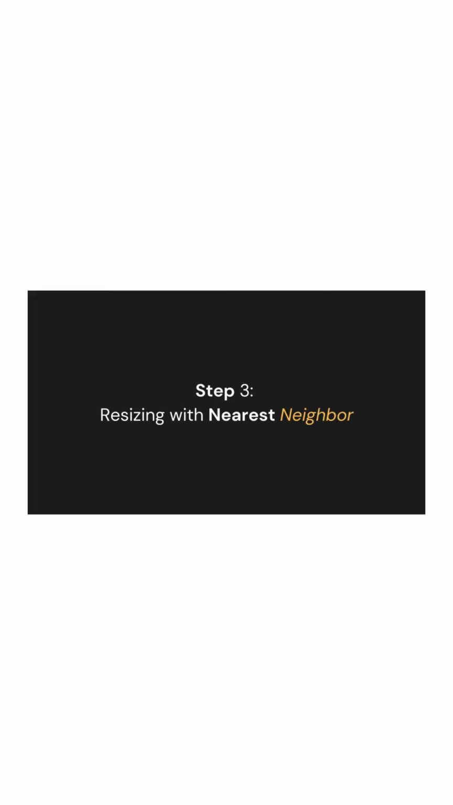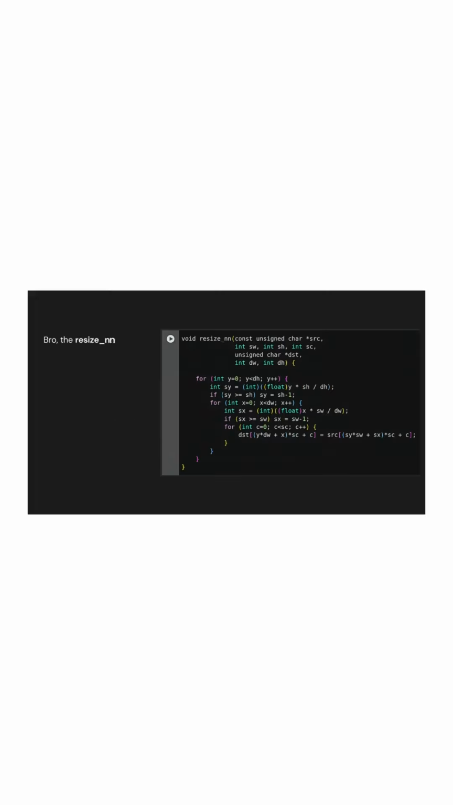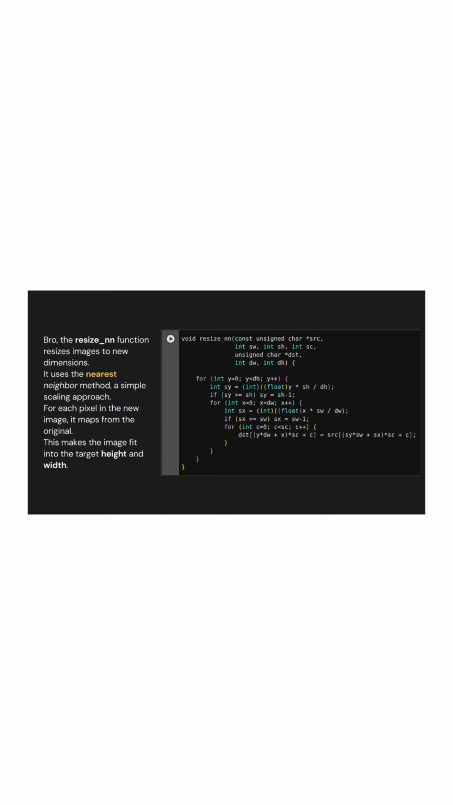Step 3. Resizing with nearest neighbor. Bro, the resize NN function resizes images to new dimensions. It uses the nearest neighbor method, a simple scaling approach. For each pixel in the new image, it maps from the original. This makes the image fit into the target height and width.